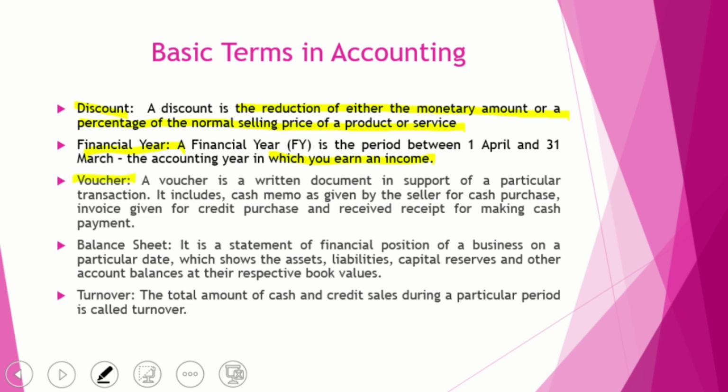Next is voucher. Voucher is nothing but a document, we can say. Document in the sense, if you go to any mall and purchase anything, they give you a bill, a computerized bill of all the particulars you have purchased, the price, the quantity. This is nothing but a voucher. Voucher is a written document to support the particular transaction. It includes cash memo given by the seller for purchase, and other credit purchase. So in simple terms we can say it is a bill. It is a document, proof of purchase.